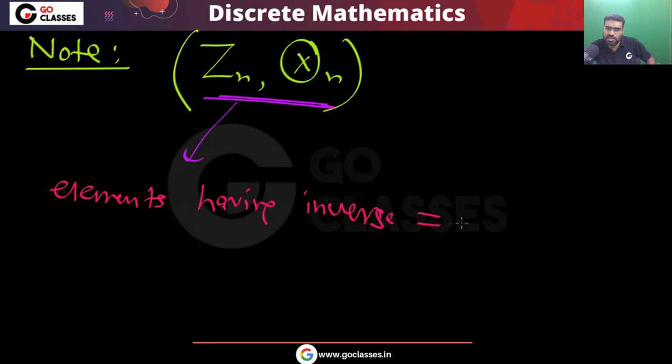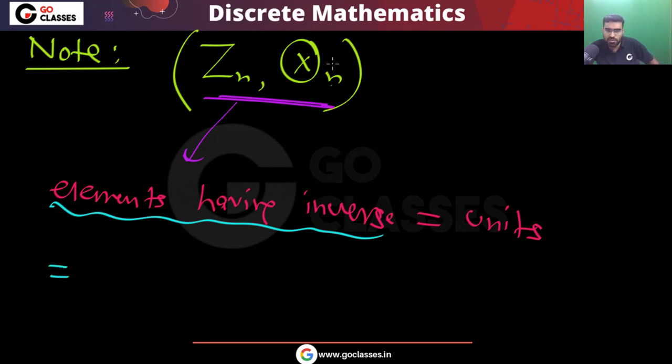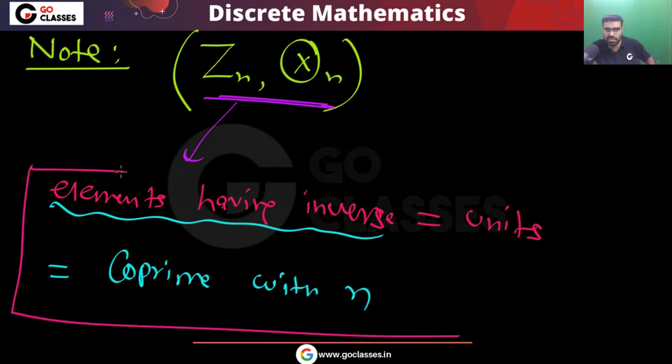Elements having inverse will be called units. And those will be the elements which are co-prime with n. Remember, these elements will be co-prime with n. So these three things are the same: co-prime with n.